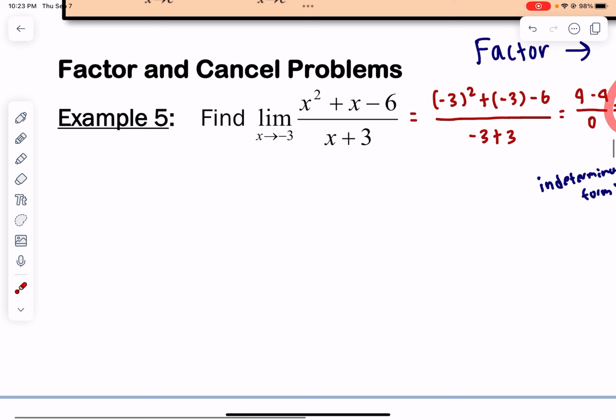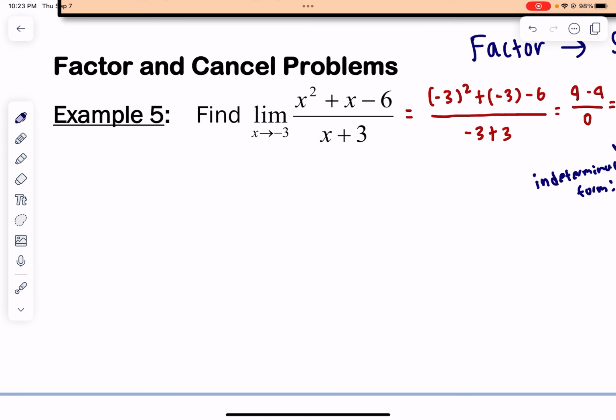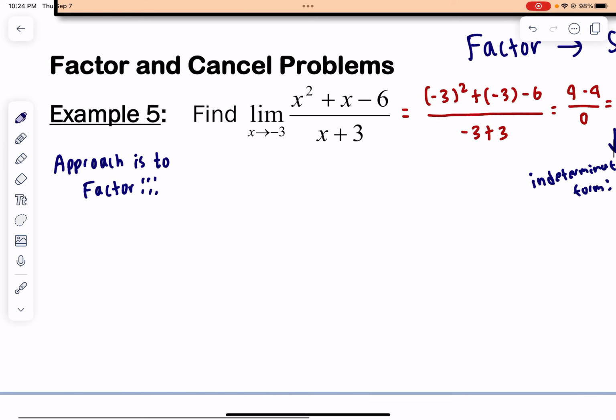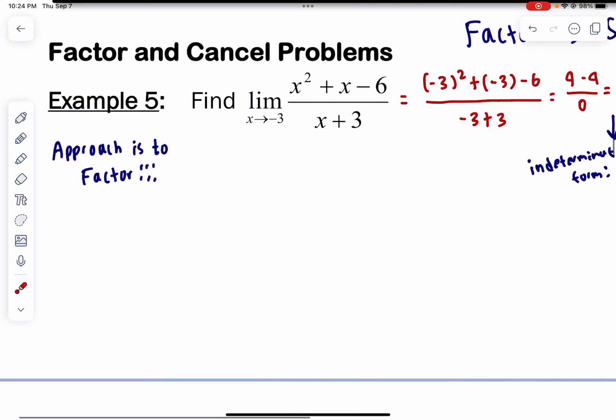Okay, so in example number 5, we have to take a different approach. And the approach here is to factor. So factoring is going to be super, super important. So if we look at this, I'm just going to go ahead and rewrite it.